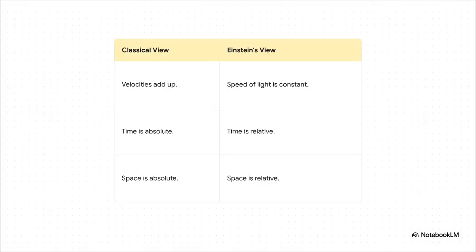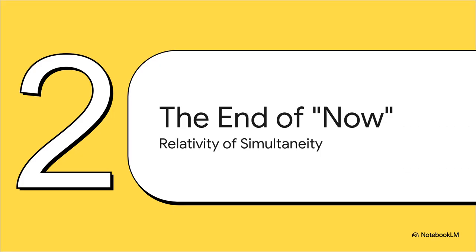So right away, you can see we have a massive conflict on our hands. Our everyday experience tells us that speeds add up. You know, if you throw a ball forward on a moving train, its speed relative to the ground is the ball's speed plus the train's speed. But Einstein's second rule says, nope, not for light. Something's got to give. And as we're about to see, the things that have to give are our most deeply held beliefs about absolute space and absolute time. Let's see how accepting these two rules leads to the first really shocking consequence.